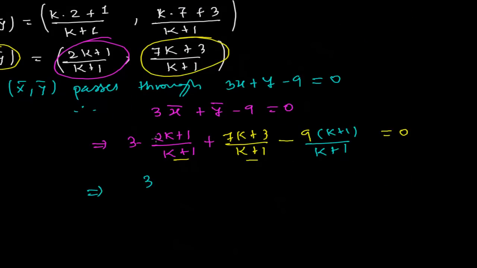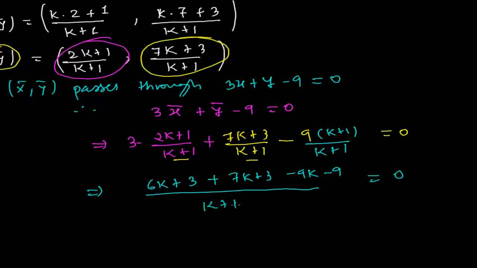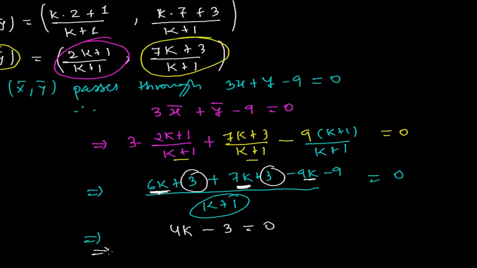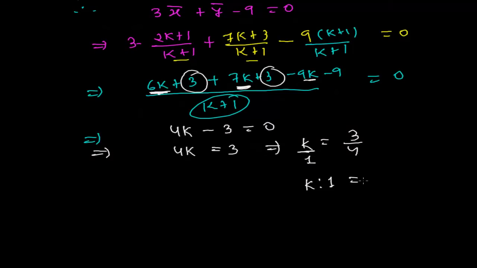You'll get now 3 times 2. Let's multiply this. 3 times 2, you'll get 6k plus 3, and then 7k plus 3, and then minus 9k minus 9, whole divided by k plus 1 equals 0. Now this k plus 1 will multiply this 0, so you'll get 0. So this whole quantity, now see how much we have. This is 6k plus 7k, 13k minus 9k, that is 4k, and 3 and 3, that is 6, and 6 minus 9, you'll get minus 3 equals 0. So 4k equals 3, and k will be 3 over 4, and if nothing is there, it is 1.